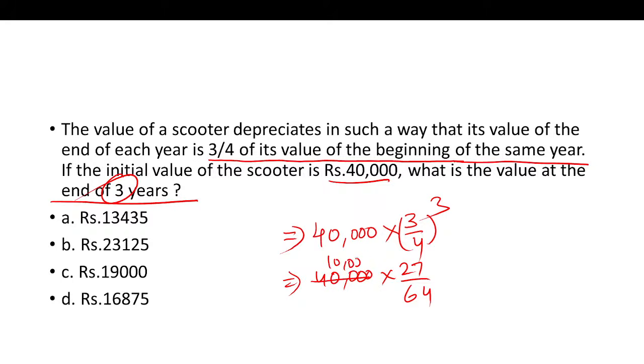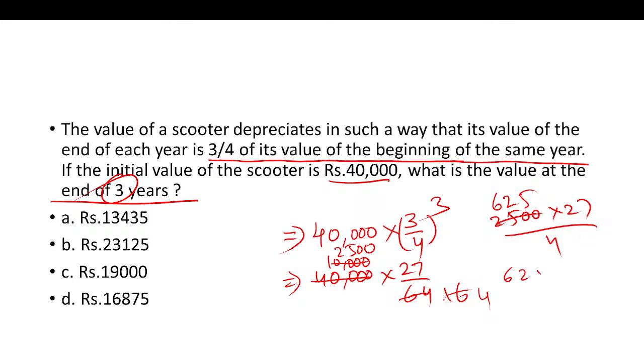4 tens thousands, 4 sixteens 64 ... 416. Okay. And for the 4, 2500. Okay, finally you are getting 2500 into 27 by 4. 4 6s 24, 4 2s 8, 4 5s 20. Finally, what is the value you are getting? 625 into 27. Comment your answers. 625 into 20 plus 7.